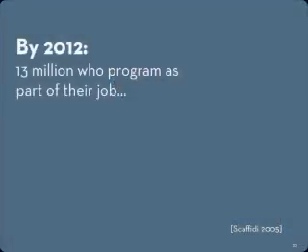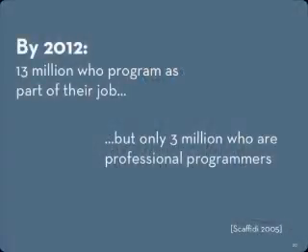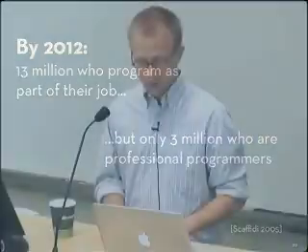So Scaffidi, Shaw, and Myers recently estimated that by 2012, which is coming up, there will be 13 million people that do programming as part of their job, but only 3 million of these people will be called full-time programmers. So we believe that, for the most part, these other 10 million people will be primarily engaged in this sort of opportunistic programming. And we believe that there's significant value in understanding and designing for this large population of amateur programmers.